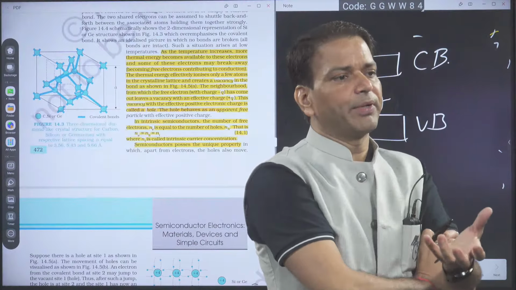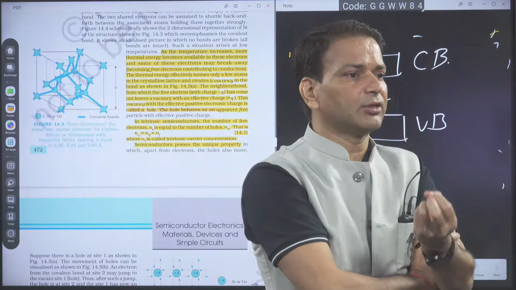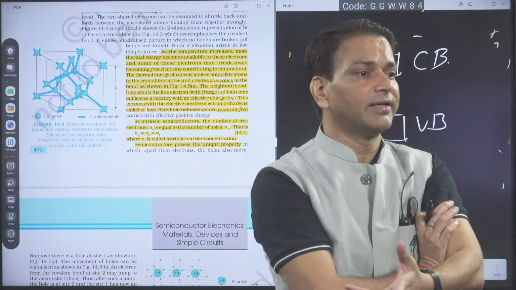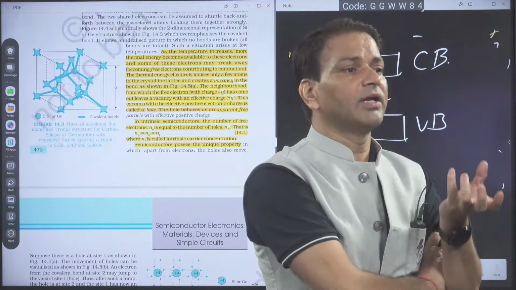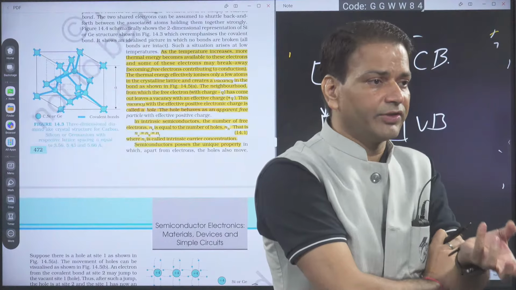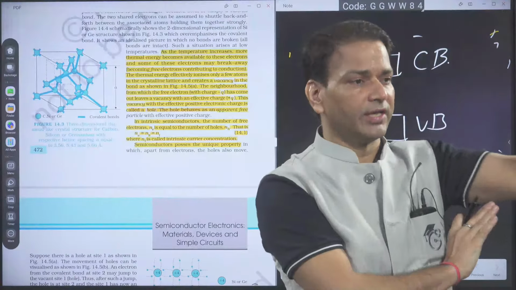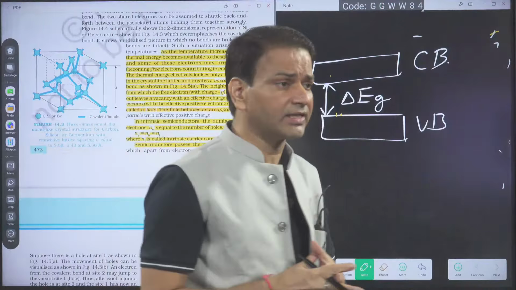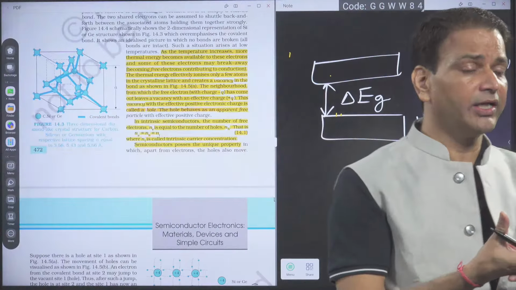But at room temperature, due to some thermal energy, the electron will acquire some energy. Room temperature means around 298 Kelvin. The electrons will get sufficient thermal energy, they will become free and they will go to the conduction band. So that's why they will have some conductivity, but that conductivity will be very low.